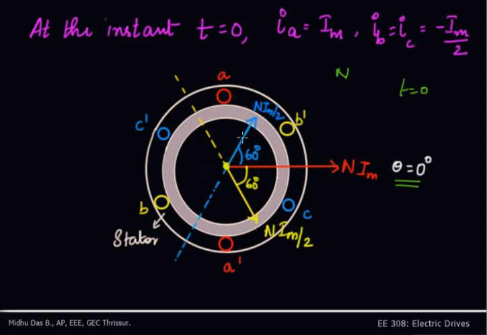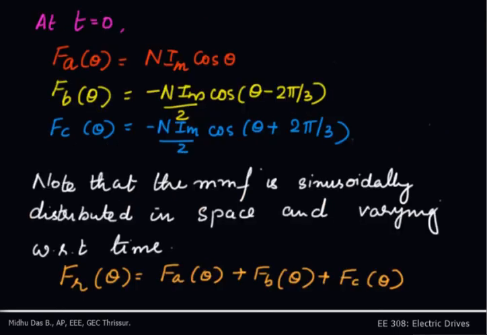What about the MMF produced by the B phase and C phase? This is the positive direction of B phase flux or B phase MMF. But you have a minus Im by 2 current flowing through B phase. As such, at this instant t equal to 0, Nim by 2 will be in this direction. That is, if minus Im by 2 is the MMF in this direction, plus Nim by 2 is in this direction. Similarly, for the C phase, Nim by 2 will be in this direction. Isn't it?